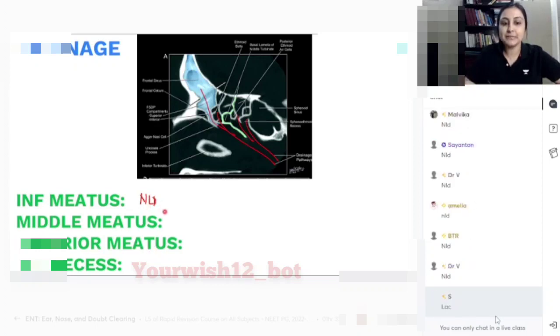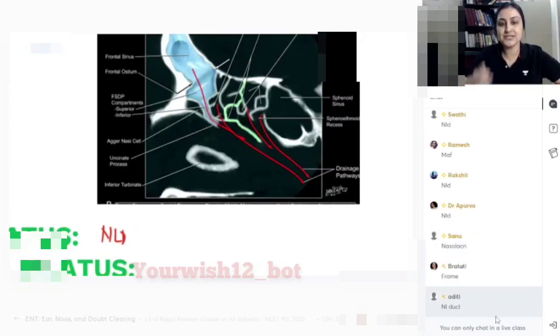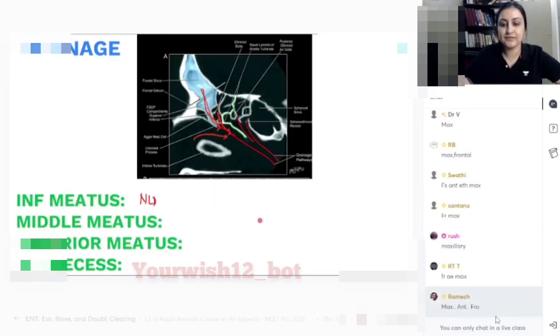What drains into the middle meatus? Three things. So let's see for ourselves. Now I'm showing you a sagittal representation, isn't it? From above, the frontal sinus is coming, the anterior ethmoidal is draining here, and from here the maxillary sinus is draining here. So we have three things.